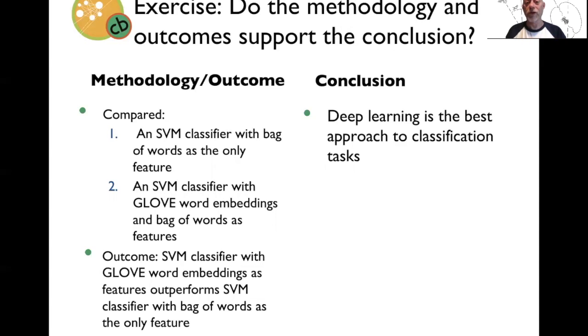Where those came from is not relevant to what actually happened in the outcomes of the experiment, one way or the other. You could have gotten those word embeddings from word2vec. You could have calculated them by hand, right? That doesn't have anything to do with the actual experimental setup. And therefore, concluding from this that deep learning is the best approach to classification tasks, that's not valid.